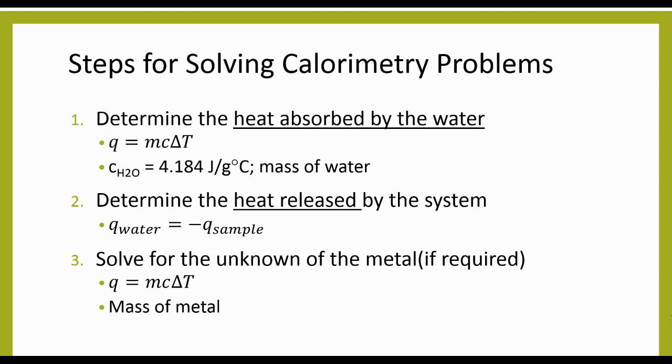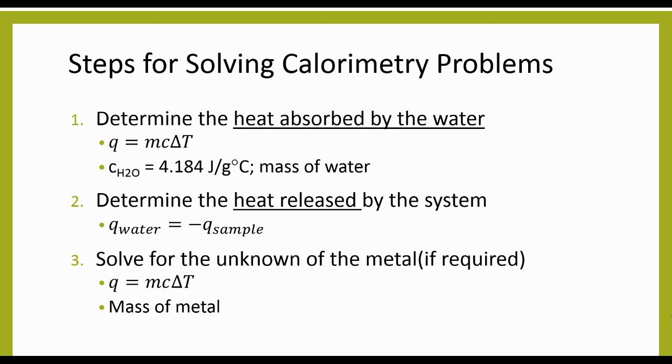Okay, so there are three main steps for solving calorimetry problems. The first one is we need to determine the heat absorbed by the water. And we're going to use that Q equals mcΔT equation that we've been using so much this week. Q equals m, the mass of the sample, times c, the specific heat of our water in this case, times the change in temperature.